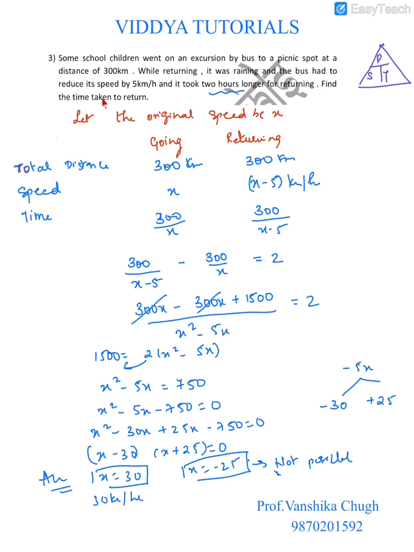If I have to find the time taken to return, the returning time was 300 upon x minus 5. So I have to go further, and 300 upon 25 will give me my answer, which is 12 hours. So this is my final answer. The returning time taken by the bus was 12 hours.